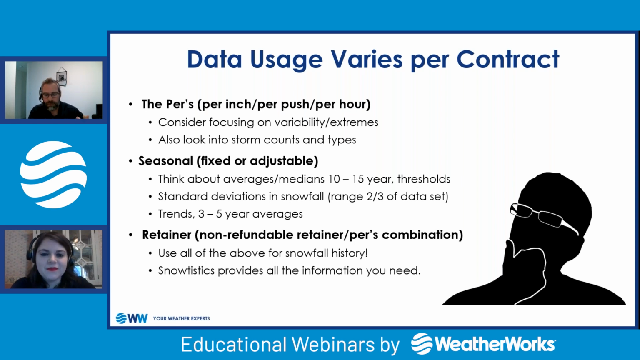And the final contract is the retainer contract, and that is basically a fixed price, non-refundable retainer, and then some type of per combination that happens with that, and that might be based on some thresholds or caps or ceilings or floors. Again, I'm not an expert on that, but that's the general sense of how things work. And basically, you're going to want to use almost all of the above out of the snowfall climatologies to figure out those retainer contracts and get them competitive and priced right.